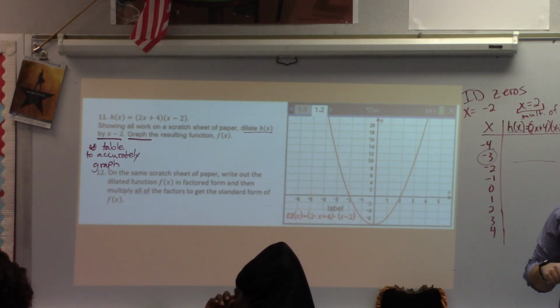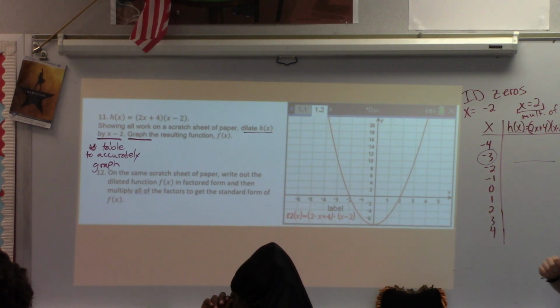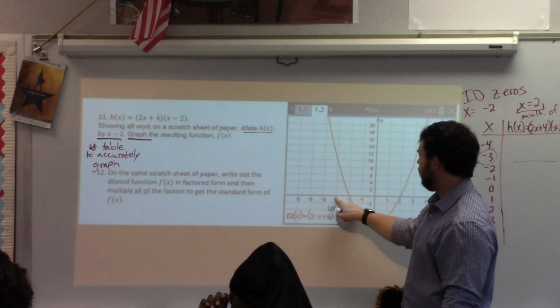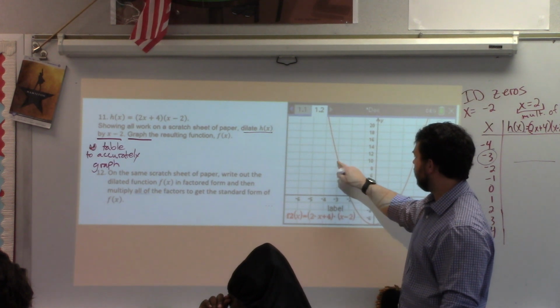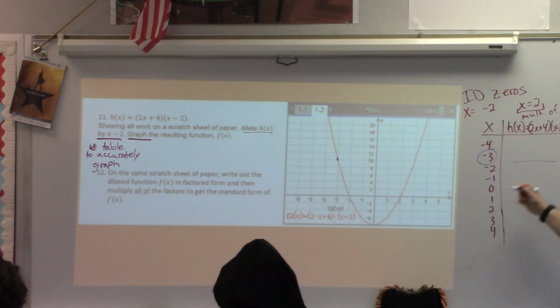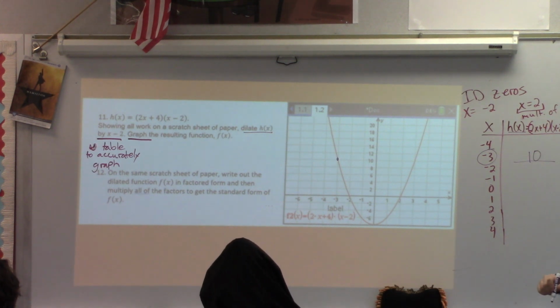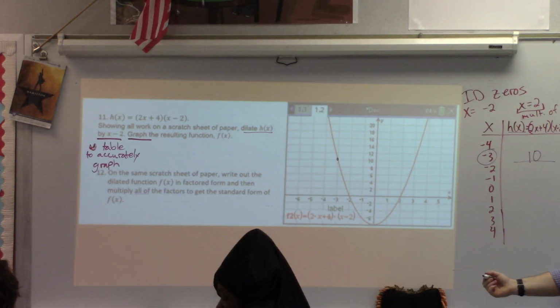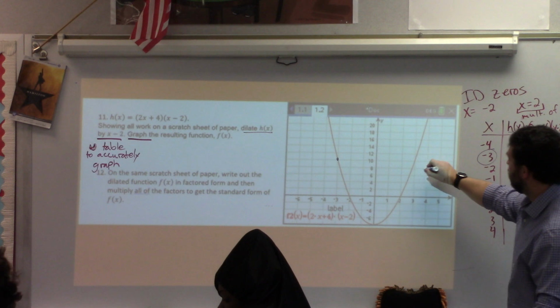I can substitute, but I'm asking about using that graph. Look at the point. There's an x value of -3, right? What's the y value for that? 10. I don't even have to substitute anything in. Oh, wow, that's so easy. And you can check it, right?